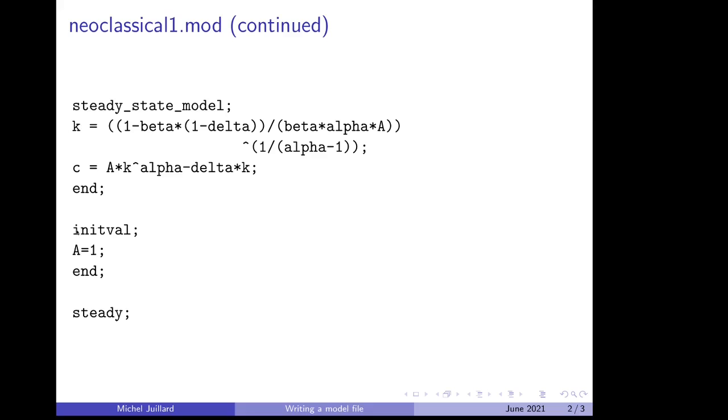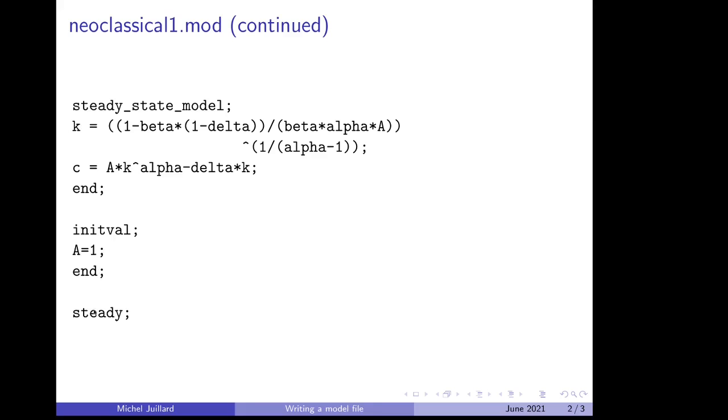Then we need to declare the steady state value of total factor productivity. We set it to 1, and this initialization is made in a block starting with initval, semicolon, A equal 1, and terminated by end.